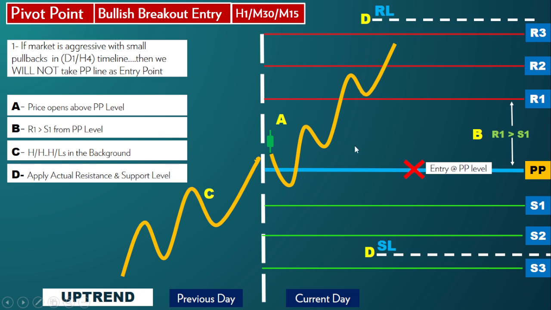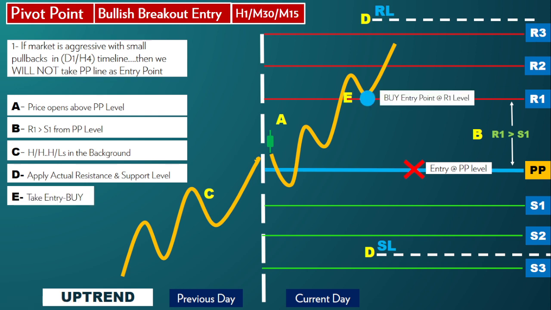Okay, and you have to make sure one thing, because we are talking about a bullish breakout, so it's an upward trend, so the resistance level should not be closer. It should be a little away from the price movement. If it's closer, then the price may bounce from it and then price may move down. So that's one thing you have to make sure. Okay, let's see how we take the trade.